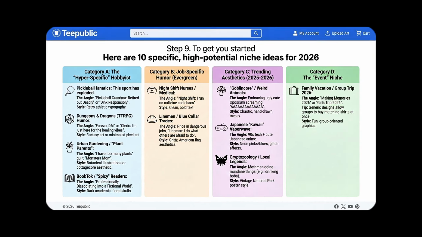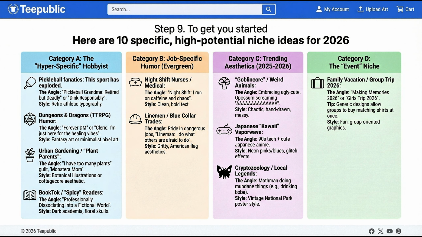All right, so you're ready to upload, but you're stuck on what to design. You need a direction that actually sells. That brings us to our last step and most important section, step 9. To get you started, here are 10 specific high-potential niche ideas for 2026. We've chosen these because they hit that sweet spot between high demand and specific, passionate communities. Let's break them down into 4 categories.